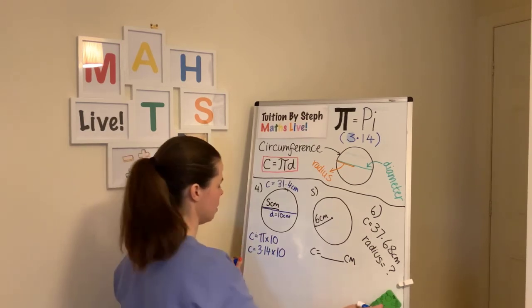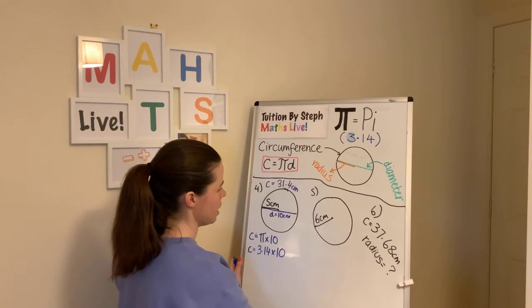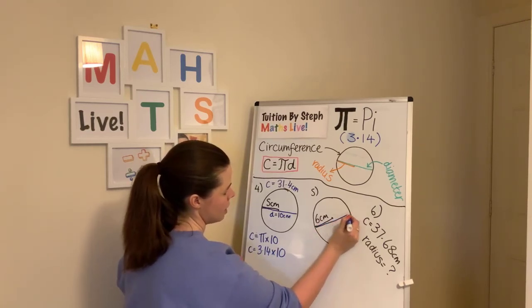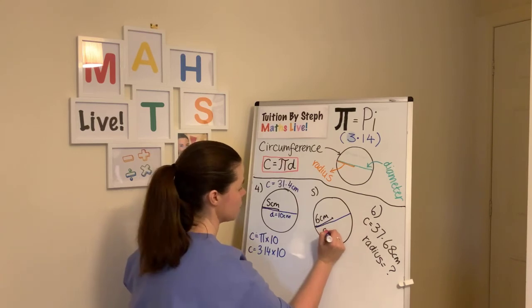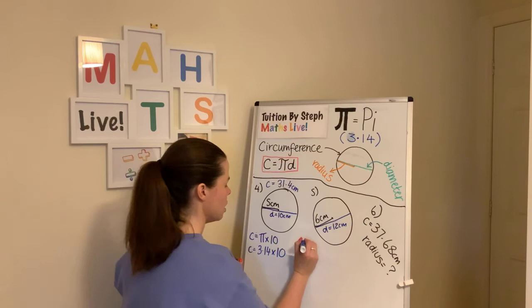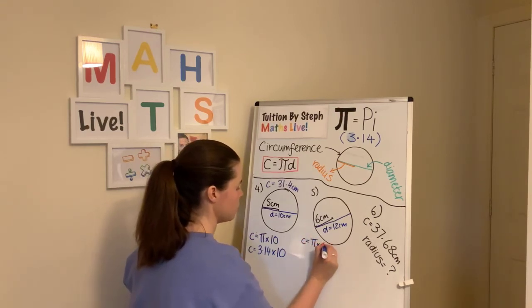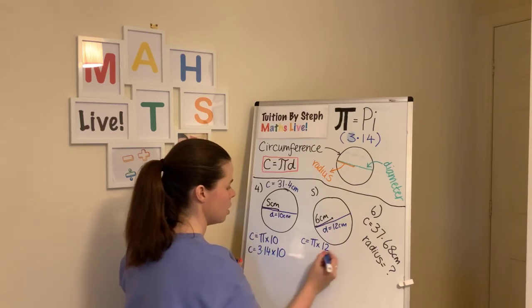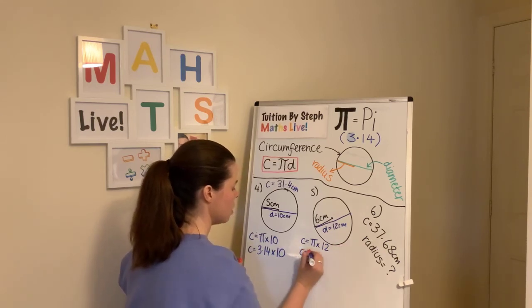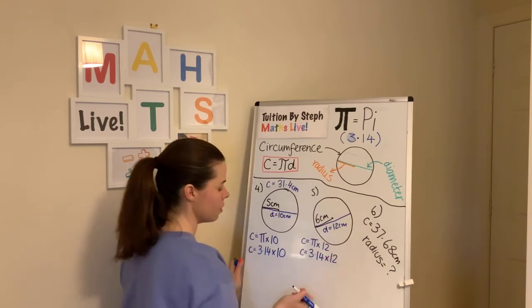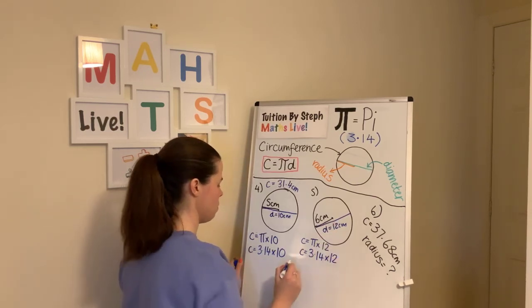Okay. For the next one, if this radius is 6, that means that the diameter is 12 centimetres. So C equals pi times 12. 3.14 times 12. So let's see if I've got any room.